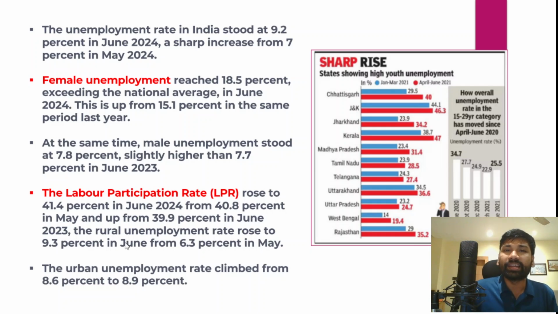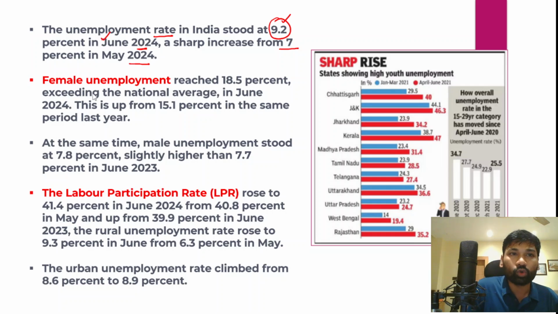Now when we look into the India Employment Report 2024, it has provided some key details with respect to unemployment and employment in India. The unemployment rate in India stood at 9.2% in June 2024. This is the recent data with respect to unemployment in India, and it indicates a sharp rise from 7% in May 2024 to 9.2% in June 2024. There is a sharp increase in the unemployment rate in India.